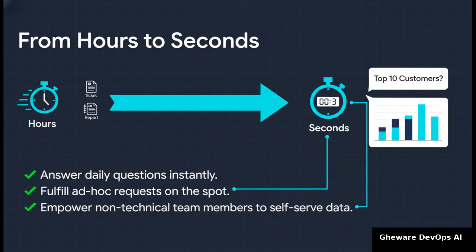Instead of filing a ticket, your product manager can just ask, hey, which products are running low on stock, or are any orders stuck in processing? When your CEO needs those Q4 numbers for California, you can have an answer in 30 seconds, not 30 minutes. This is what it means to democratize data. You're empowering everyone to get the insights they need right when they need them.